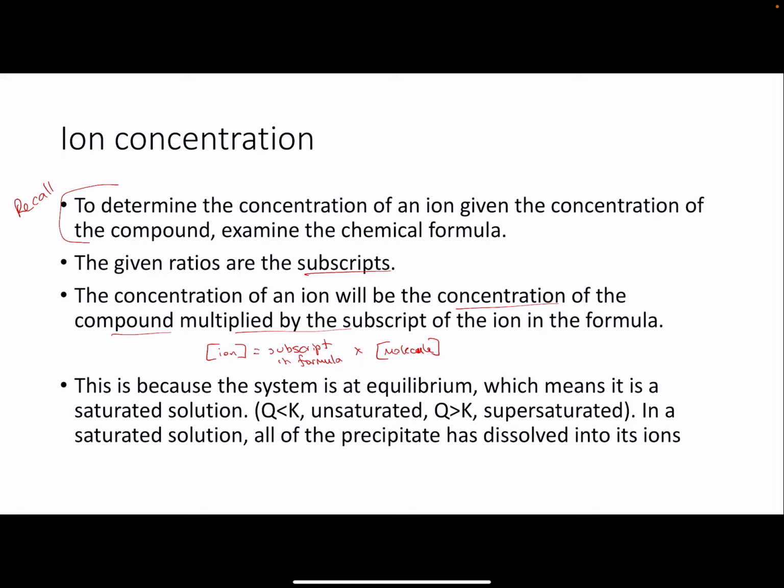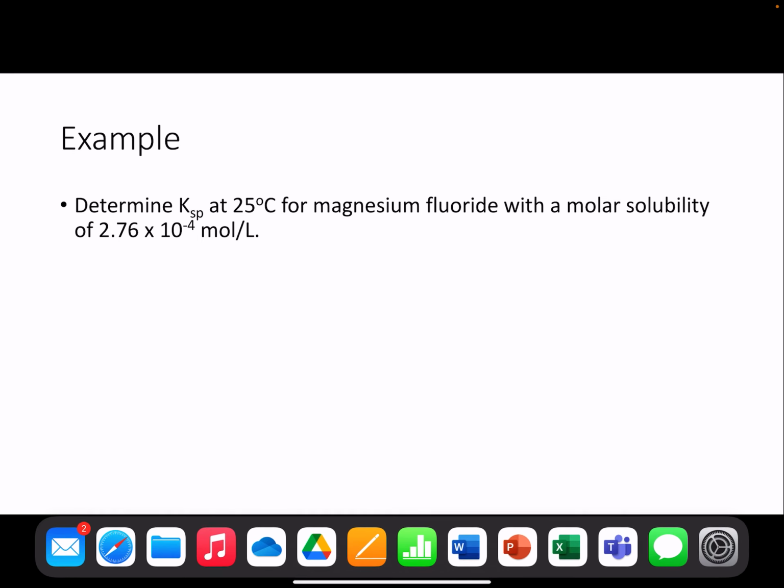The other thing to remember is that because we're working at equilibrium, it means we have a saturated solution. So if we ever look at K versus Q, we can determine if something will be unsaturated or oversaturated. What we're assuming is that all the precipitate is dissolved into its ions at the saturation point. So all of the solute is converted into its ions. So we'll use these two concepts to go through an example now.